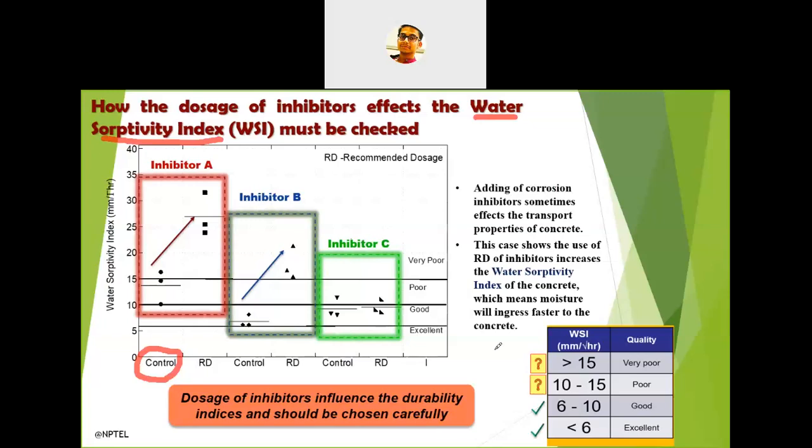Adding corrosion inhibitors sometimes affects the transport properties of concrete. In this case, we have seen that the use of the recommended dose of inhibitors increases the water solubility index of the concrete, which means moisture will ingress faster into the concrete. If the water solubility index is higher, moisture will ingress into the concrete system at a very high rate. So the dosage of inhibitors influences the durability of any concrete system. Whenever we choose any type of inhibitor, we have to choose very carefully.